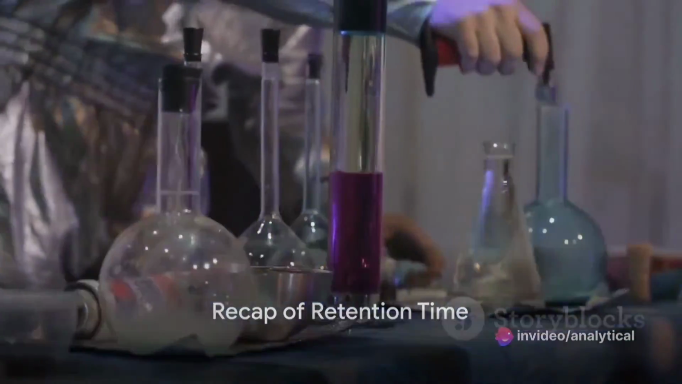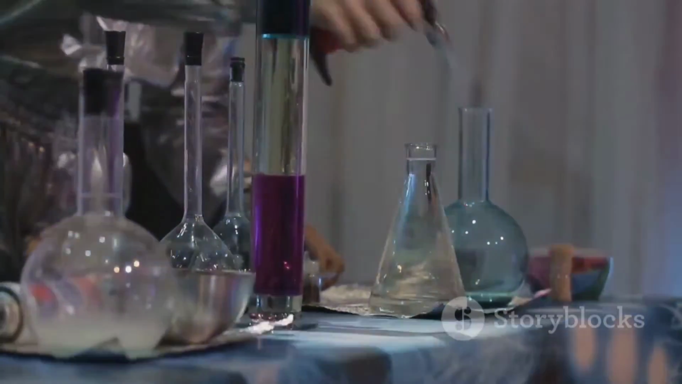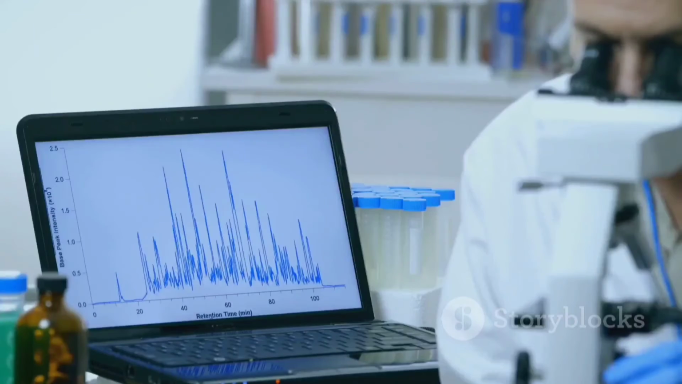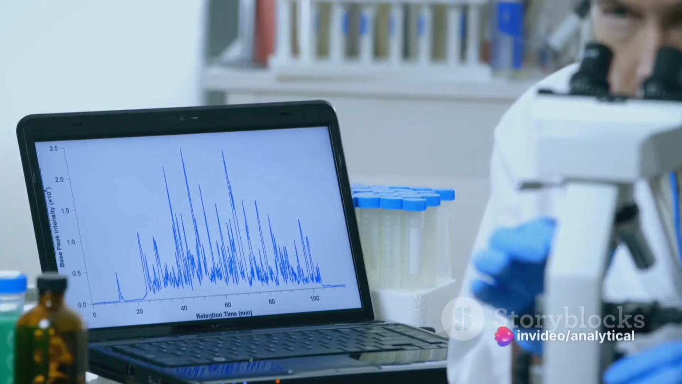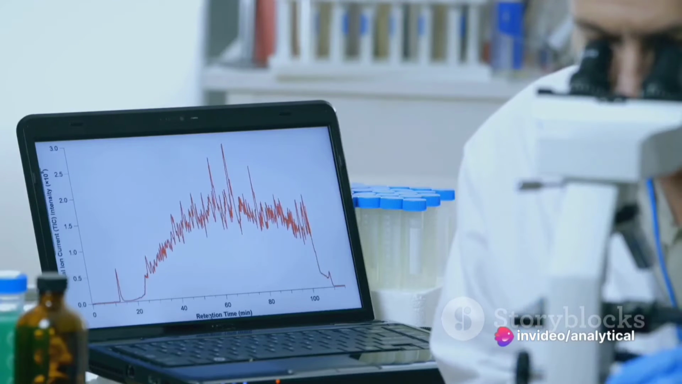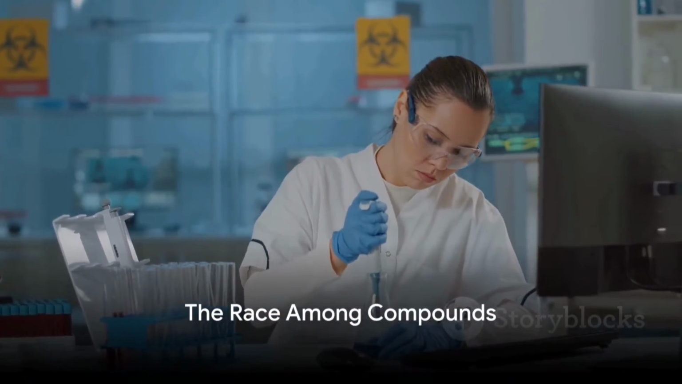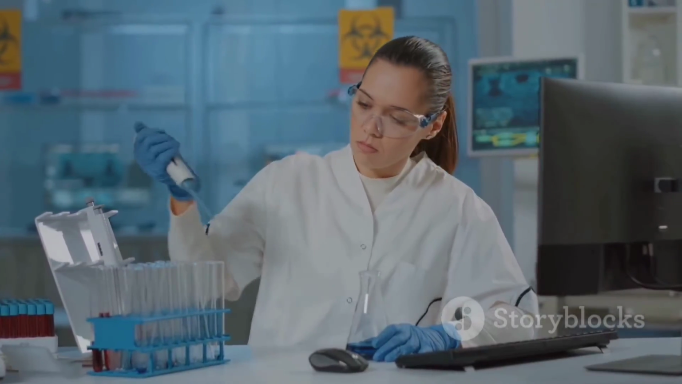To recap, retention time is the time it takes for a compound to travel through a chromatography system from the point of injection to the detector. It's a key parameter in analytical chemistry, used to identify and analyze different compounds based on their unique retention times. It's like a race where each compound's finish time helps scientists determine its identity.